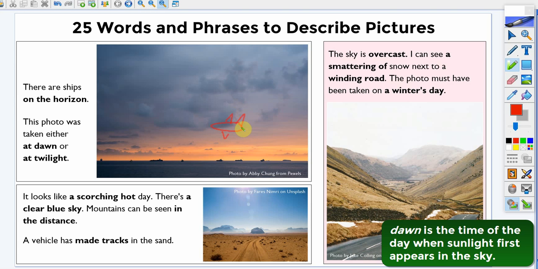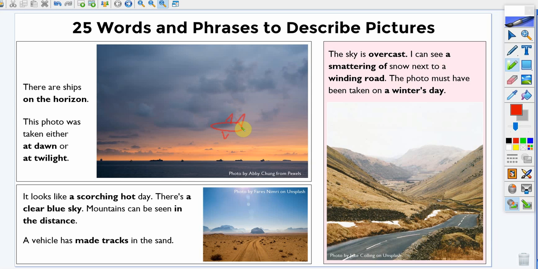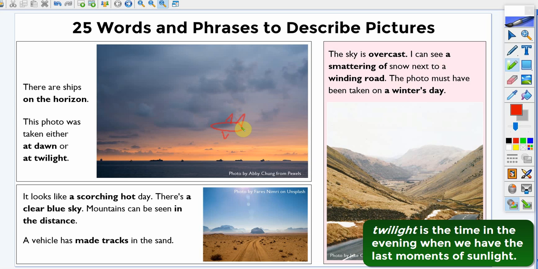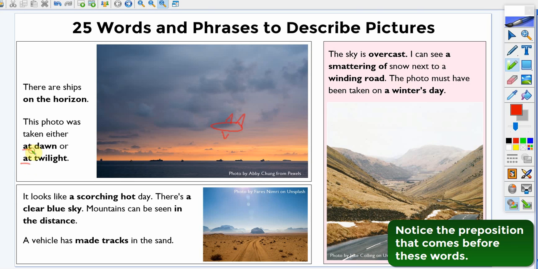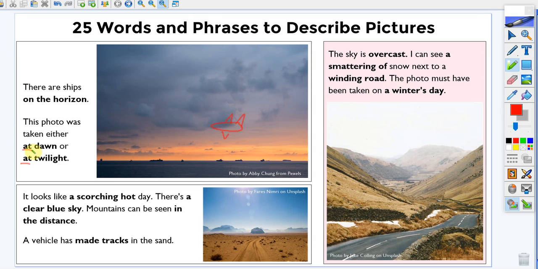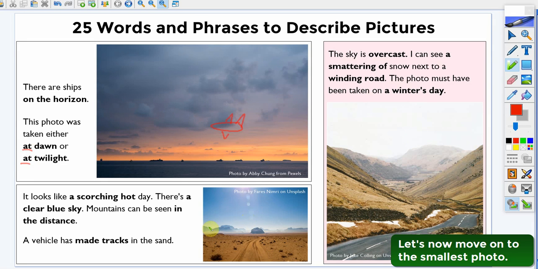Dawn is the time of the day when sunlight first appears in the sky. Twilight is the time in the evening when we have the last moments of sunlight. Notice the preposition that comes before these words. Let's now move on to the smallest photo.